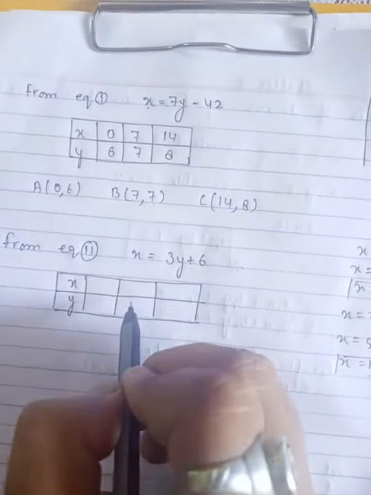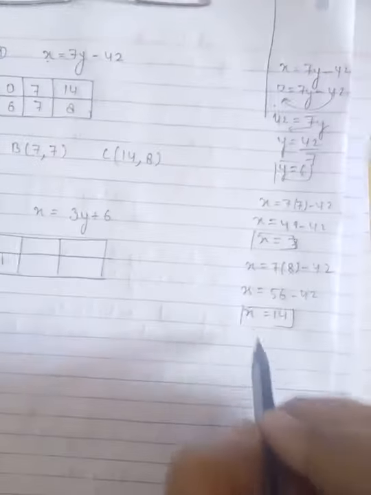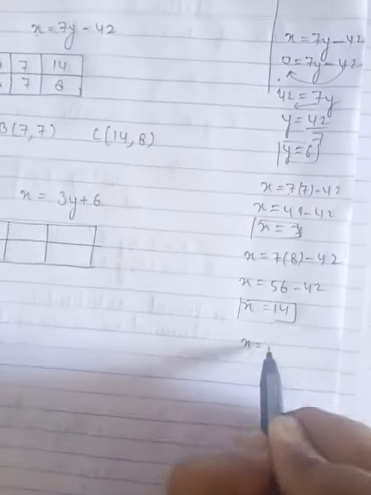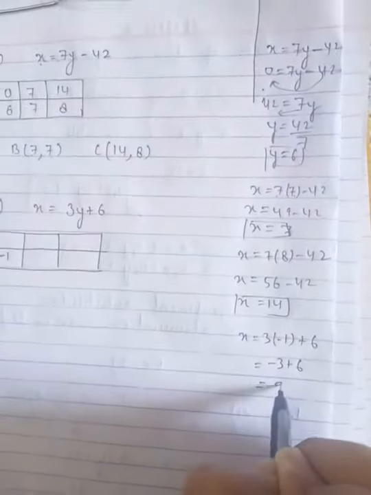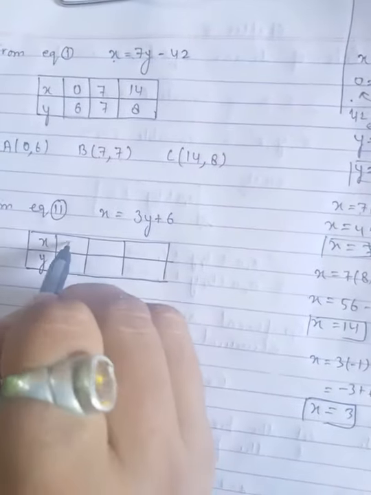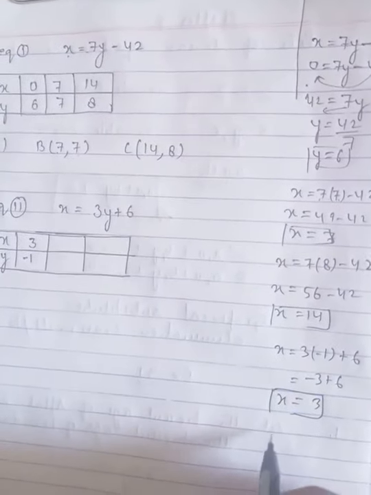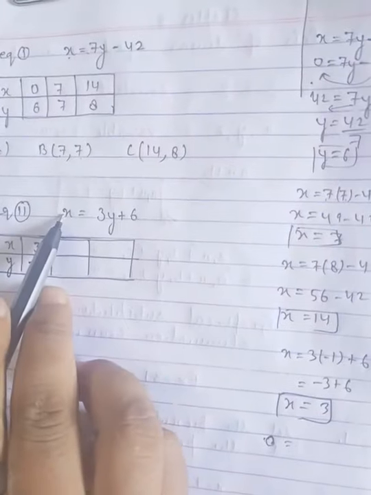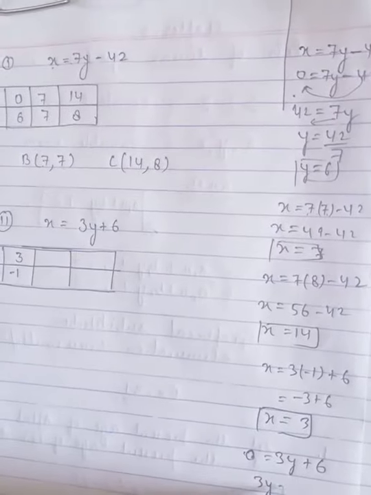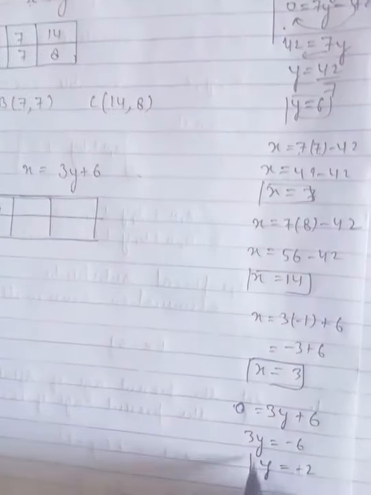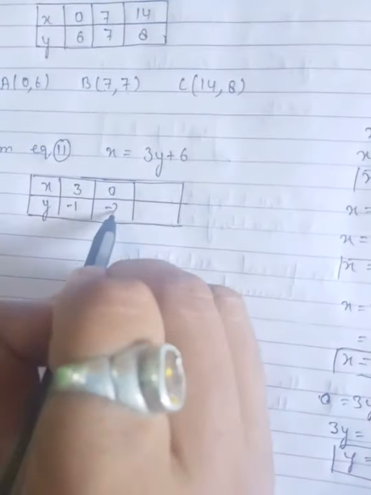The first of the points: if we take y as minus 1, then x is equal to 3 into minus 1 plus 6, so minus 3 plus 6, that is 3. So the value of x we have got is 3. Now take x as 0. Instead of x we put 0, so 3y plus 6 equals 0, so 3y is equal to minus 6, so y is equal to minus 2. Because 3 goes in division into 6, we have got 0 comma minus 2.